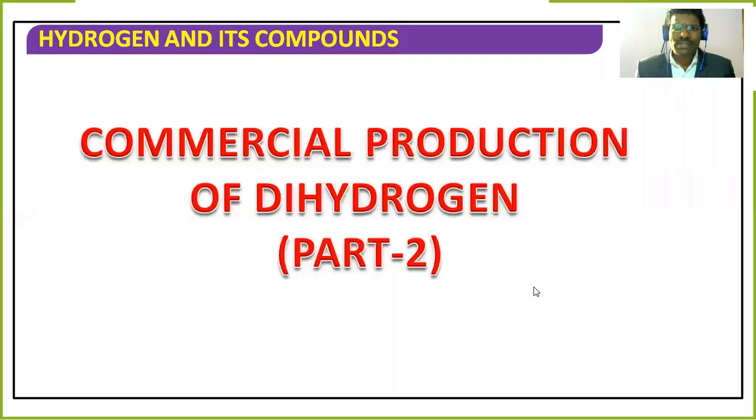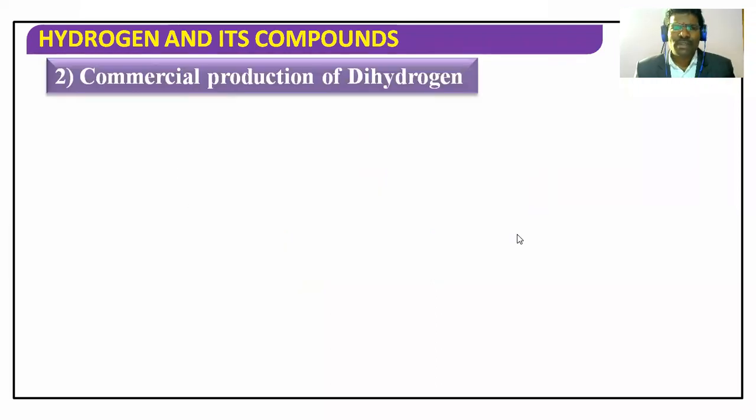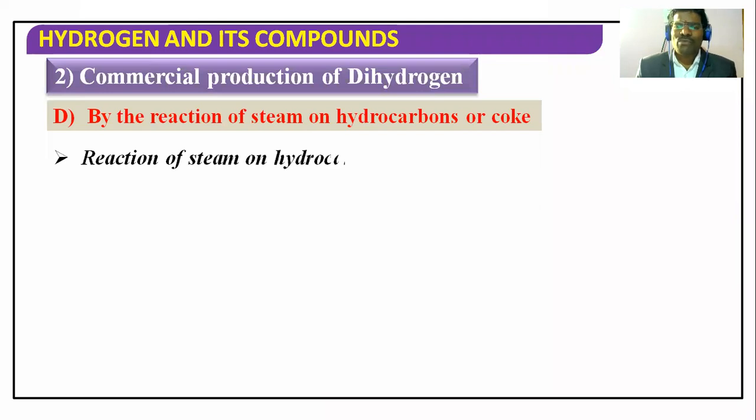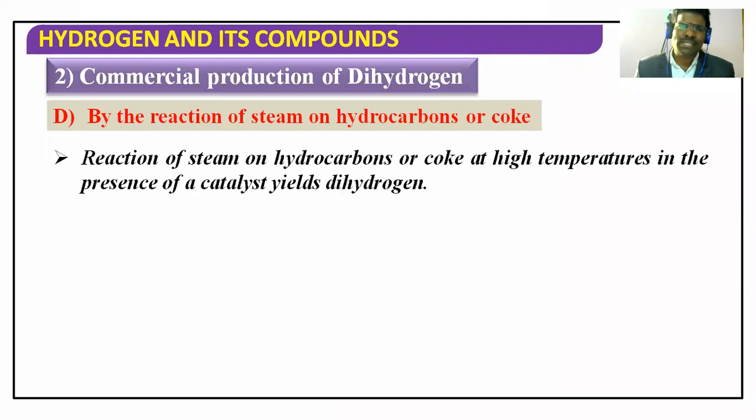You can see, dear students, commercial production of dihydrogen in part 2. We have seen part 1 already. Let us see commercial production of dihydrogen by the reaction of steam on hydrocarbons or coke. Hydrocarbon means alkanes, coke means carbon. Steam, water vapors, when reacting with the hydrocarbons or coke at high temperature in presence of a catalyst, yield dihydrogen.